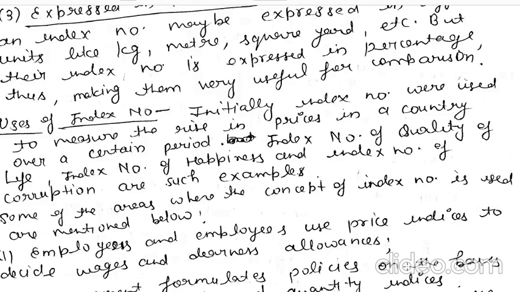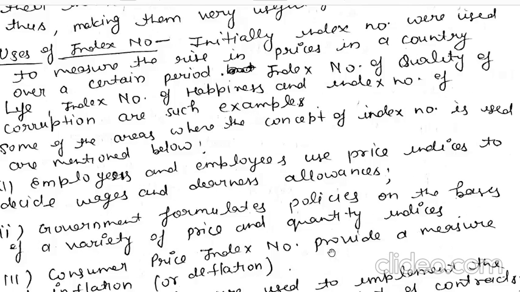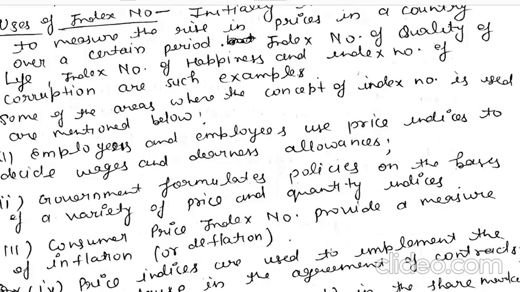And the index number of happiness. Someday you are happy, someday you are not happy. So there is a variation in your happiness, and that can be calculated by your index number. Index number of corruption. So these are the examples of your index number. Some of the areas where the concept of index number is used are mentioned below. Index number is also used in companies and for employee salaries and lots of things.